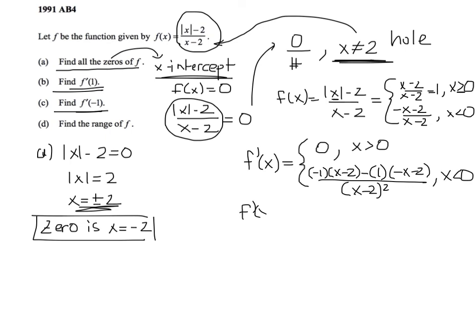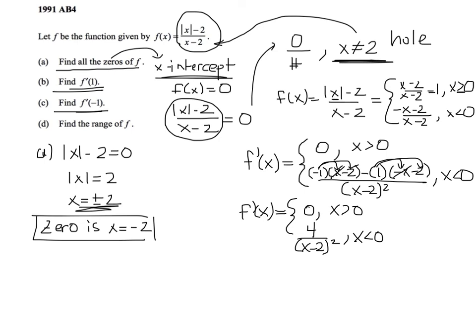So we're going to have f prime of x is going to be equal to the piecewise function 0 for x greater than 0. And in this next piece, you're going to get a negative x, and here's going to be a positive x, so the x's are just going to cancel. You get a positive 2 and a positive 2, so that's going to be 4 over x minus 2 squared. And that'll still be x less than 0.